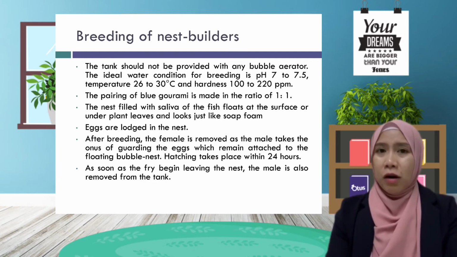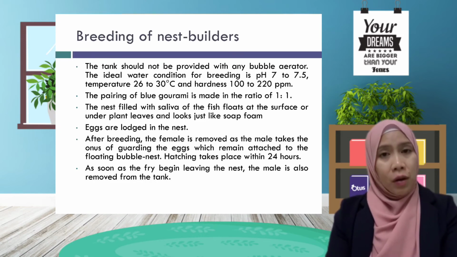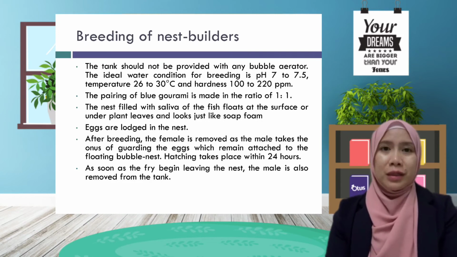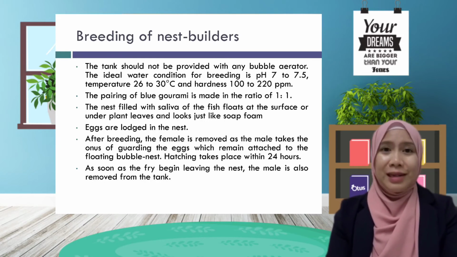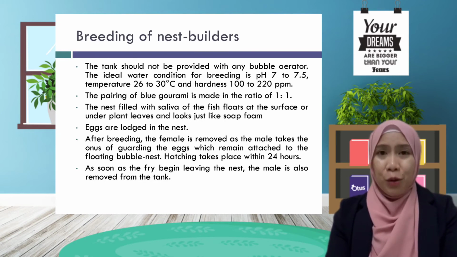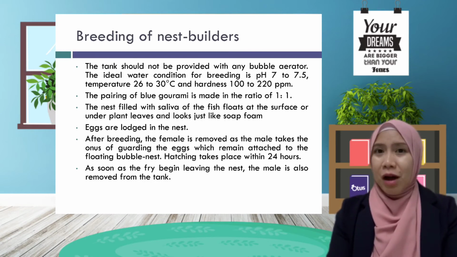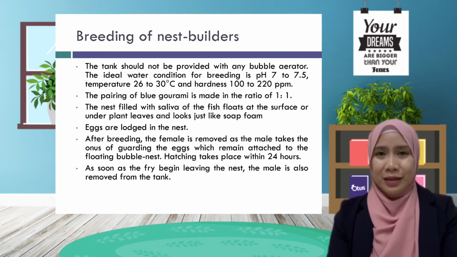The pairing of blue gourami is made in the ratio of 1 to 1. The nest, filled with saliva of the fish, floats at the surface or under a plant leaf and looks just like soap foam. After the bubble nest is ready, breeding takes place and eggs are lodged in the nest. After breeding, the female is removed as the male takes the honors of guarding the eggs, which remain attached to the floating bubble nest. Hatching takes place within 24 hours.